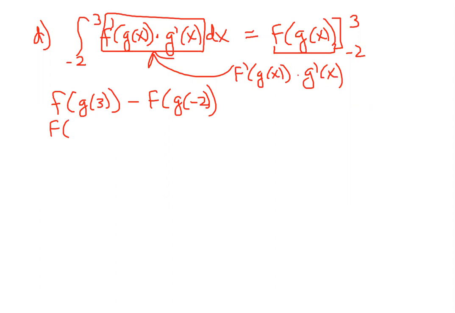What's g of 3? G of 3 is 1, so that's f of 1. What's g of -2? That is -1. F of 1 is 2, and f of -1 is 8. So you get -6. Oh, that was kind of fun.